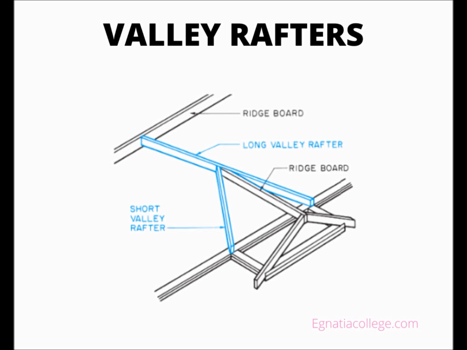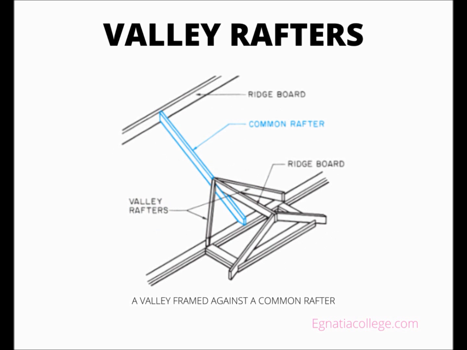The other method is to install a common rafter on the wider roof in line with the ridge of the narrower roof. Both valley rafters can then butt against this common rafter. The length of the valley rafters is based on the run of the common rafters that have their upper ridge ends at the same level as the valley rafter.